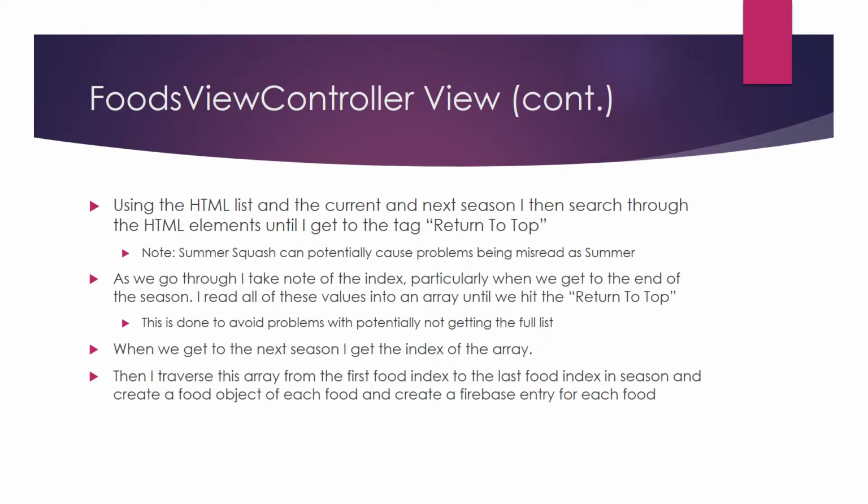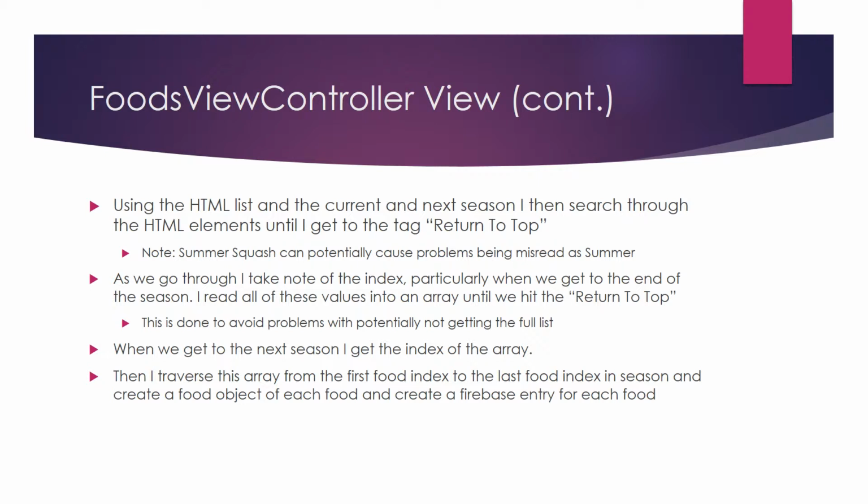So as we go through reading all of these elements, I get an index for each element and read these into an array. And we particularly pay attention to the first element of the in-season produce and the last element of the in-season produce, or the first element of the next season produce. And they're the values we're most interested in. So as said before, this was done to avoid problems with potentially not getting the full list of foods.